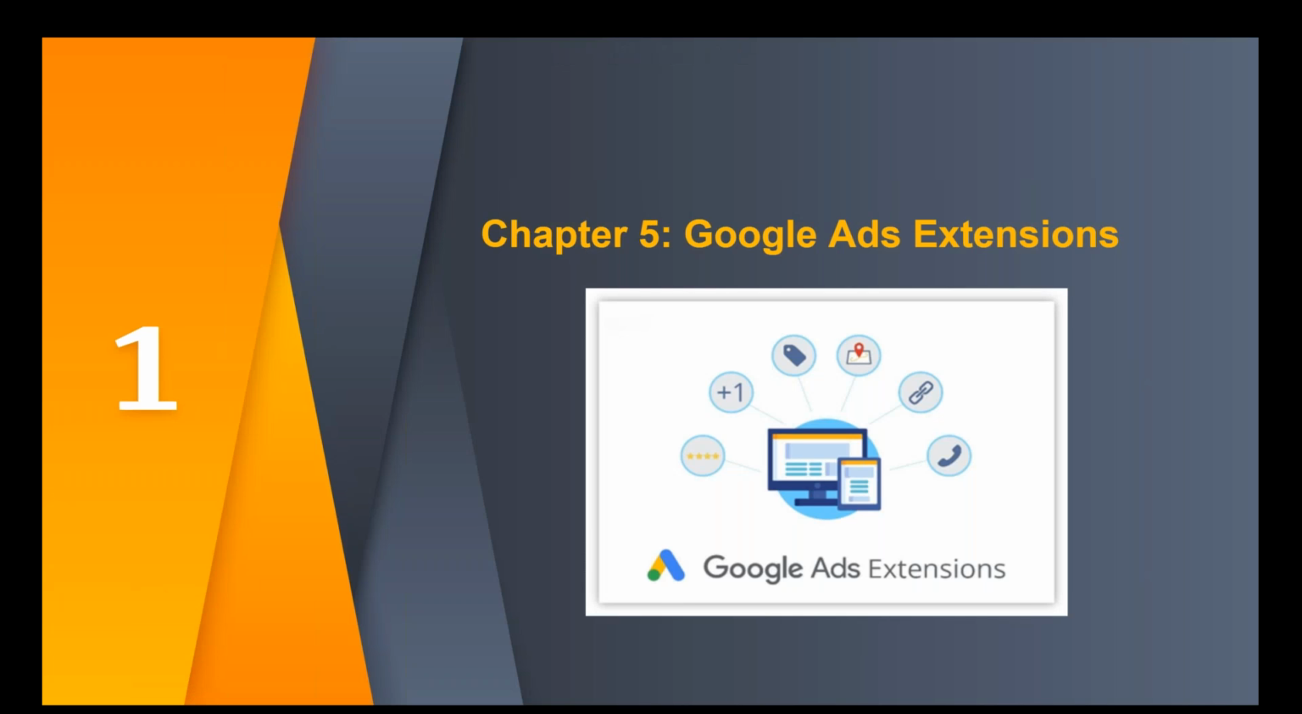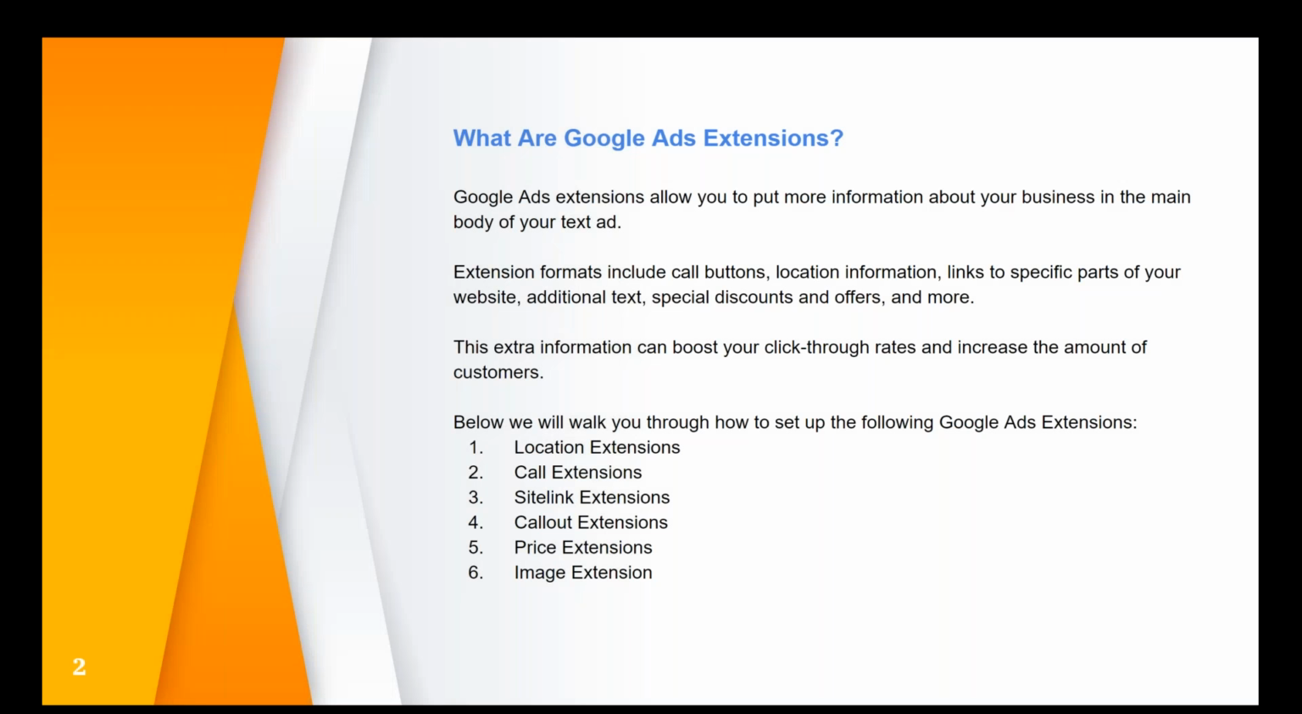Google Ads Extensions. So what are Google Ads Extensions? Google Ads Extensions allow you to put more information about your business in the main body of your text ad. Extension formats include call button, location information, links to specific parts of your website, additional text, special discounts and offers and more. This extra information can boost your click-through rates and increase the number of customers. So below, we walk you through the setup of the following Google Ads extensions: the location extension, the call extension, the site links, the callout, the price, and the image extension.